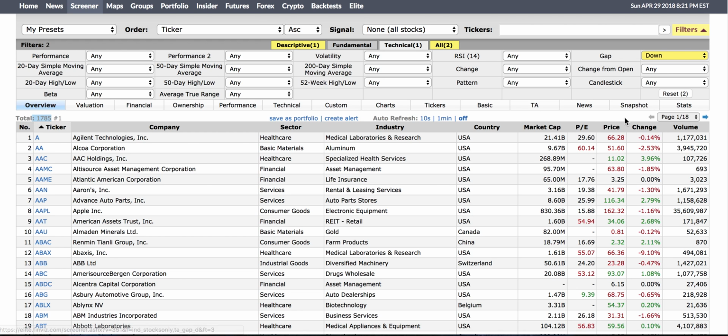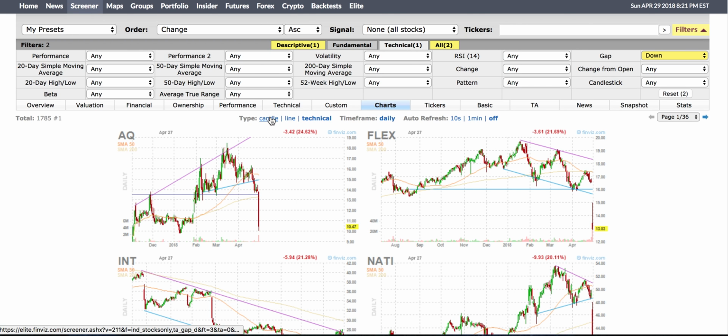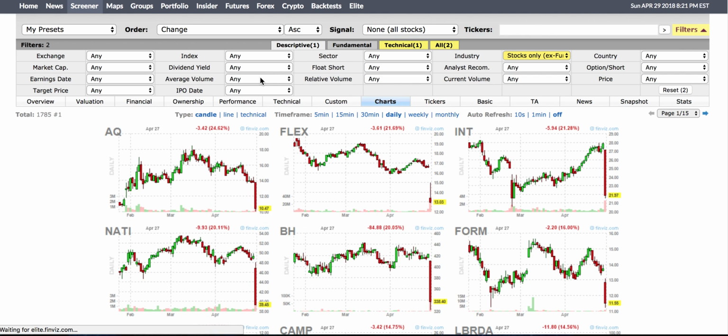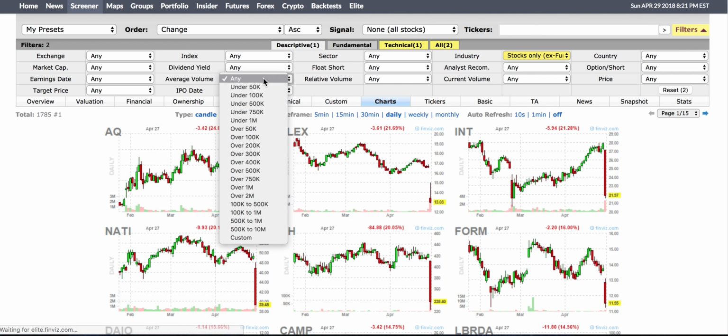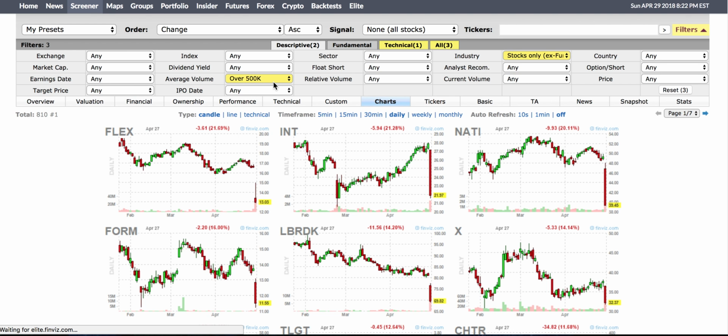Now, if you want to go through all these stocks, it's going to take you forever to look at them. So we want to put in some criteria to narrow down the kind of stocks we want to trade. Some things we can do is, in terms of volume, see what kind of volume the stocks can do. So average volume over 500,000 is a decent number to look at.